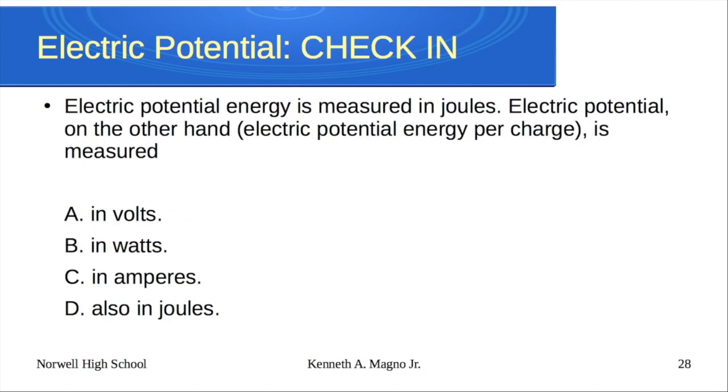Electric potential energy is measured in joules. Electric potential, on the other hand, is basically potential energy per charge, right? So that's joules per Coulomb, which is also known as volts, watts, amps, or joules. And the answer is volts. So just to remind you, 1 volt is equal to 1 joule per Coulomb.